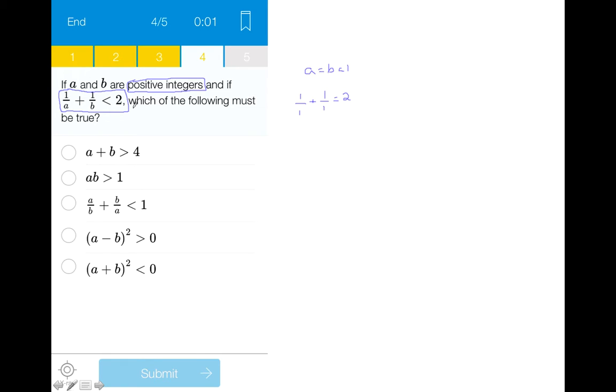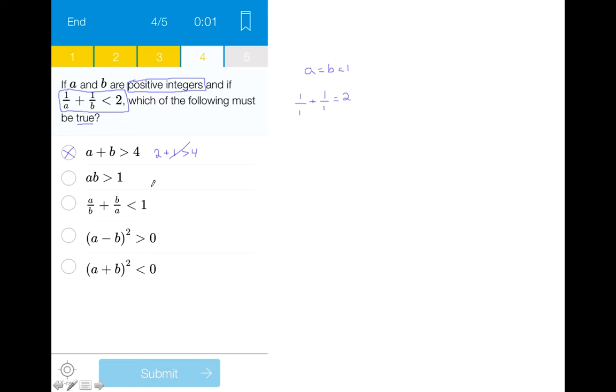So to continue the question, we need to figure out which of the following must be true. The best way to figure this out is to plug in theoretical values of A and B to see if they satisfy the inequality presented. So we'll start with answer choice A. Theoretically, if we picked 2 for A plus 1 for B, this would not be greater than 4. So we know that answer choice A is incorrect.